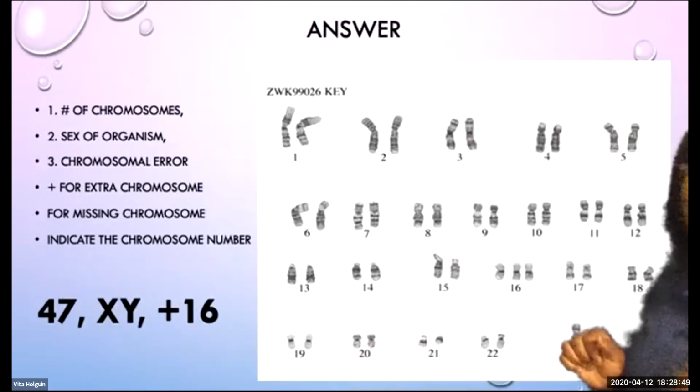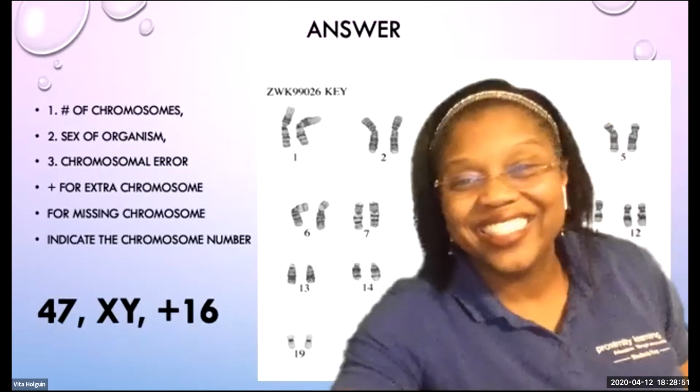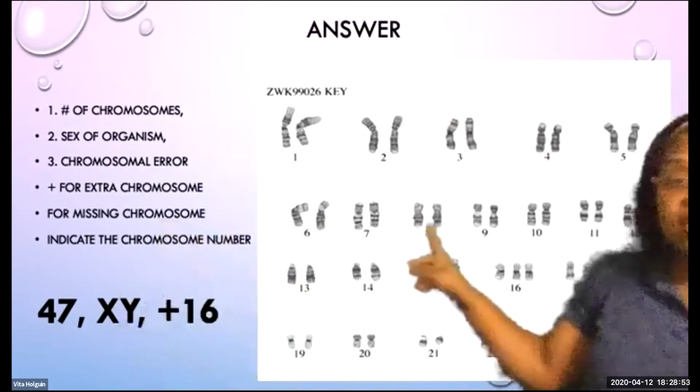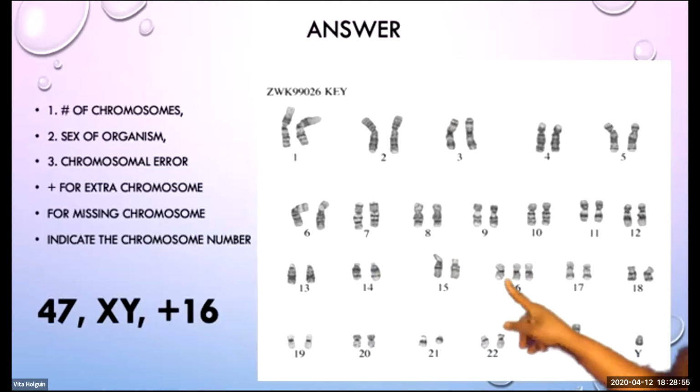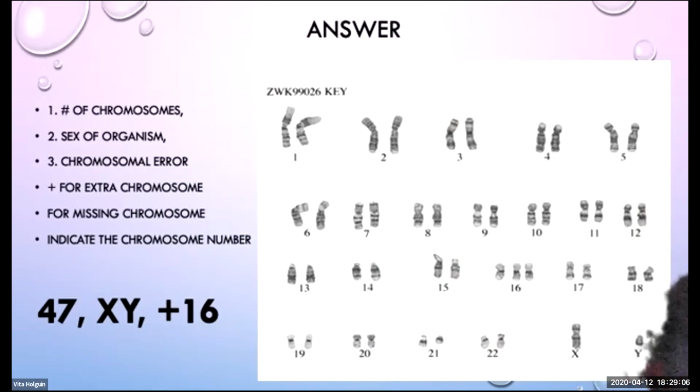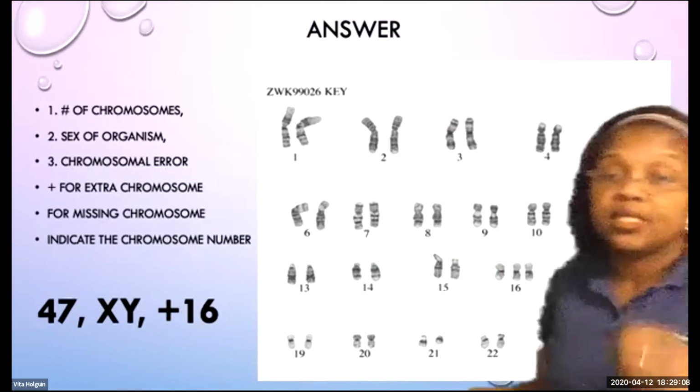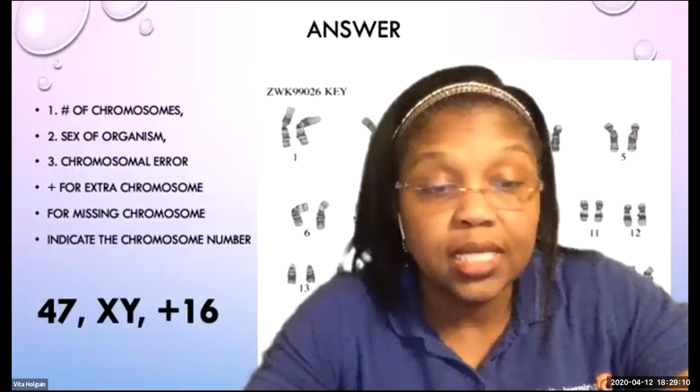Did you get the right answer? Did you find it? It was number 16. 1, 2, 3 chromosomes, that's too many. It is a boy, because he has an X and a Y. It is a boy, but it's a 47. It has what they call trisomy 16, but it's three number 16s.